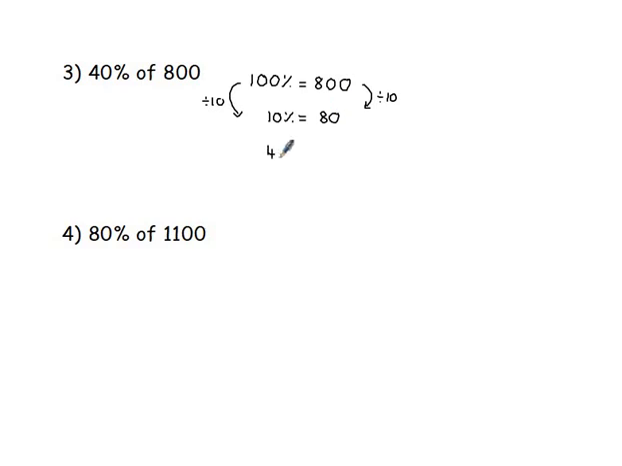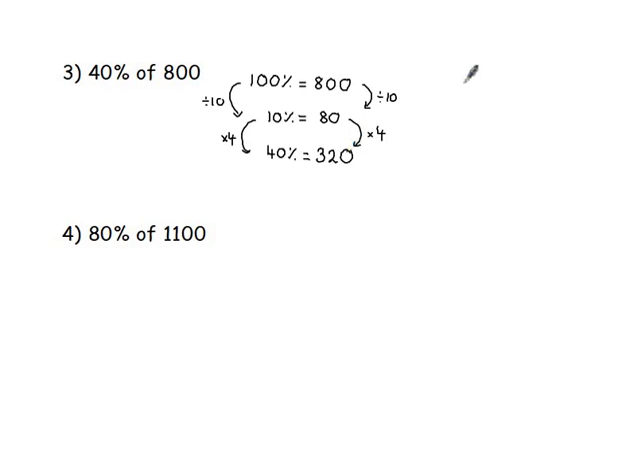Now we can get to our 40%. So how many lots of that 10% do we need? 10 lots of 4 gives you 40. We need to times it by 4. So 80 times 4. Remember, do 8 times 4 first and then we can add the 0 on the end. So 8 times 4 is 32, and keep that 0 on to give you 320.